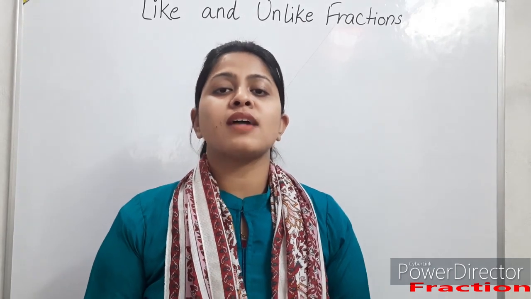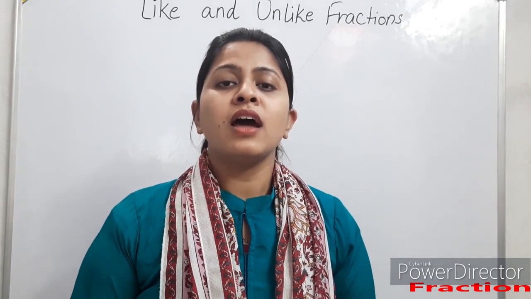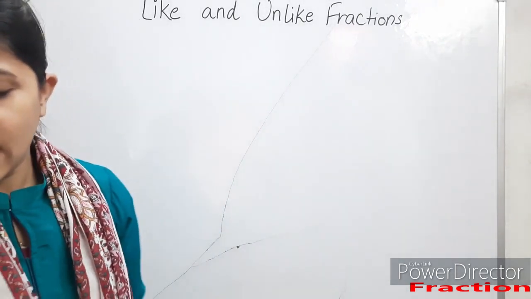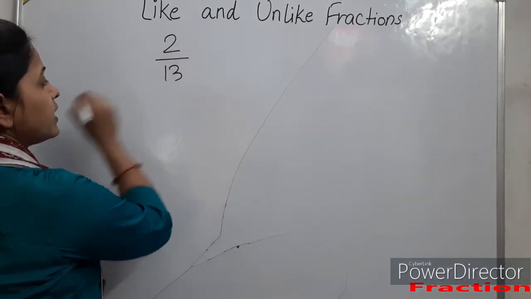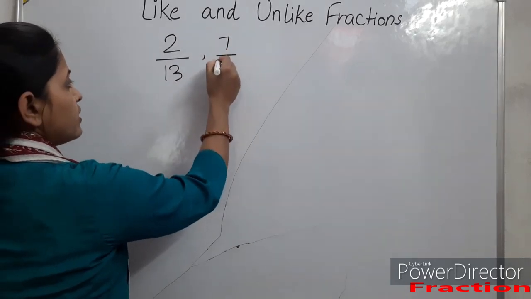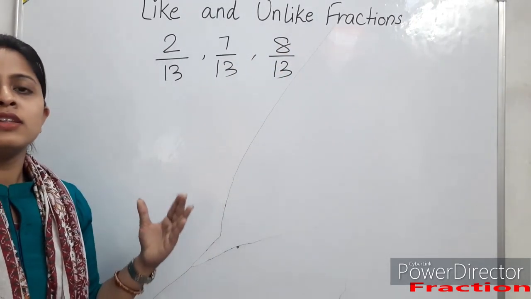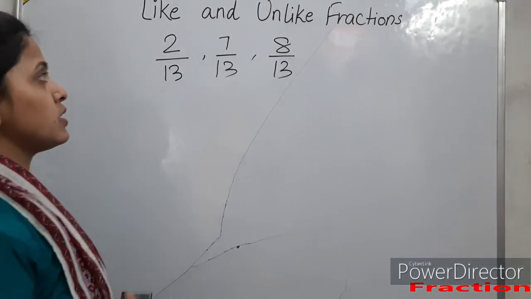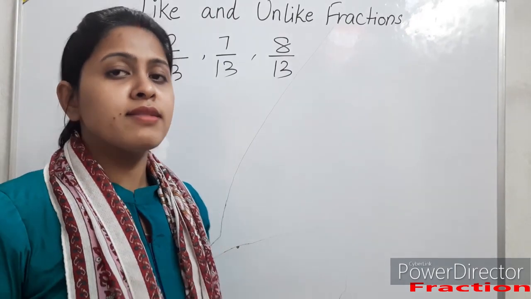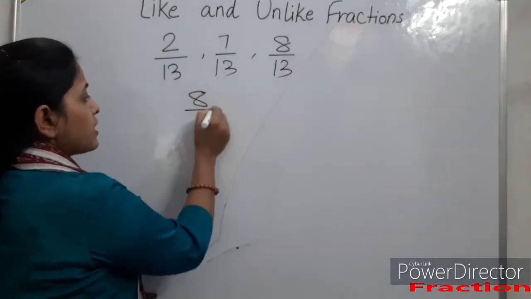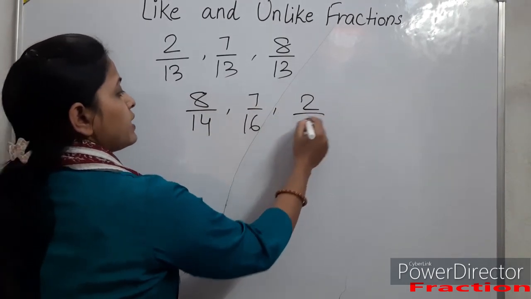The fractions which have the same denominator are called like fractions. Like I have written 2 by 13, 7 by 13, 8 by 13. These are called like fractions, and the fractions whose denominators are different are called unlike fractions, like 8 by 14, 7 by 16, 2 by 31.